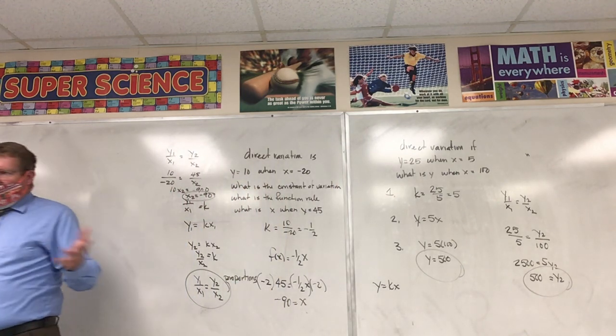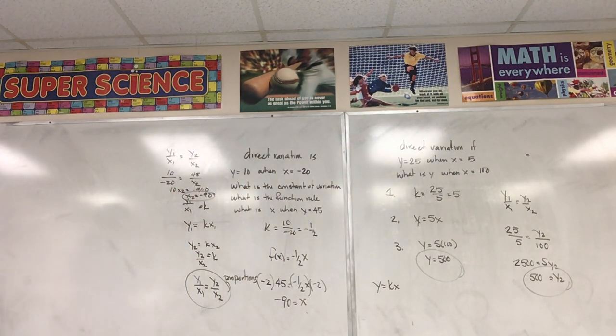y equals kx is a linear function. It is a straight line that goes through the origin. Every single time it goes through the origin. What is another way we can look at k? We talked about linear equations before, linear functions in Algebra 1, I'm sure. What's another word for k? The slope. k is basically the slope of my direct variation.